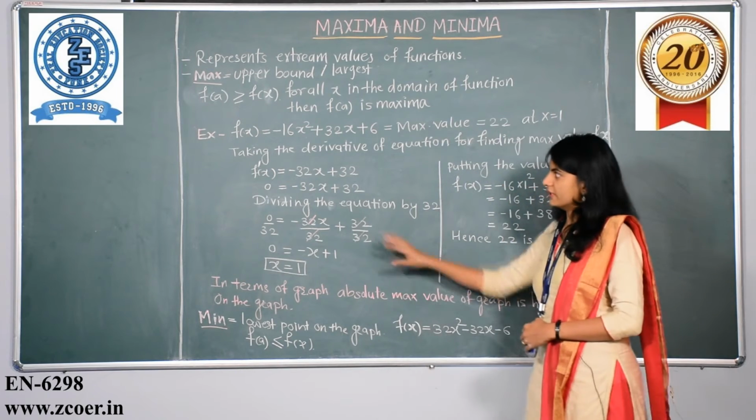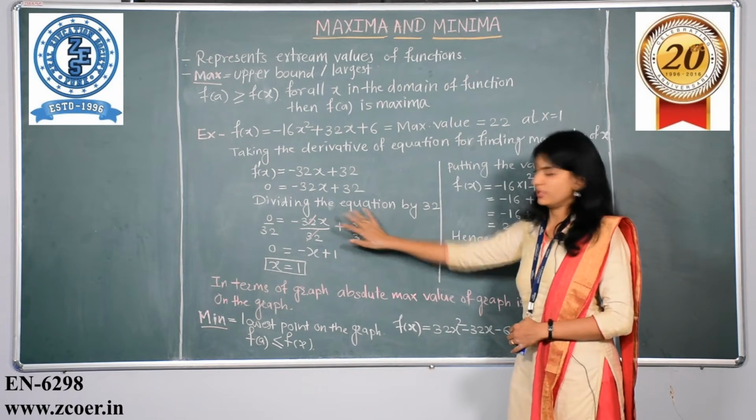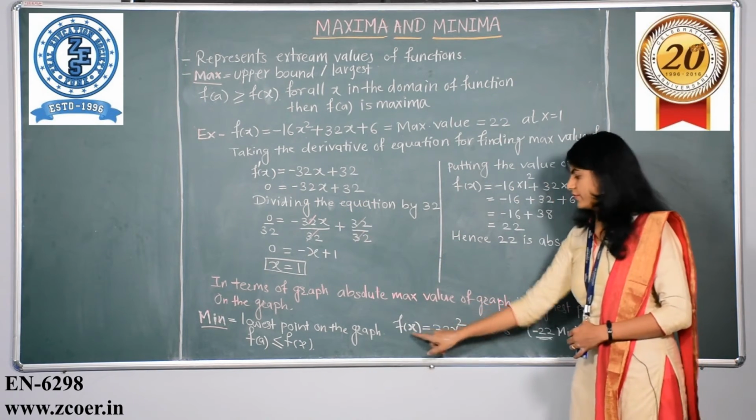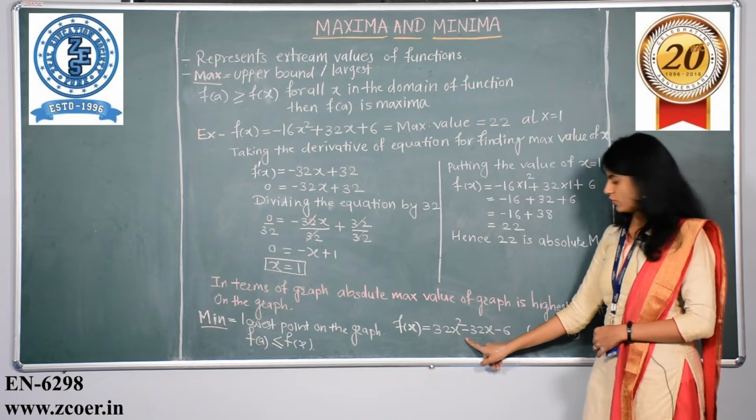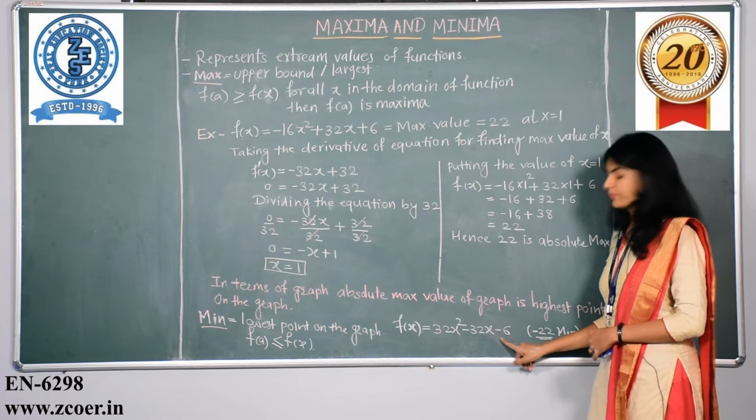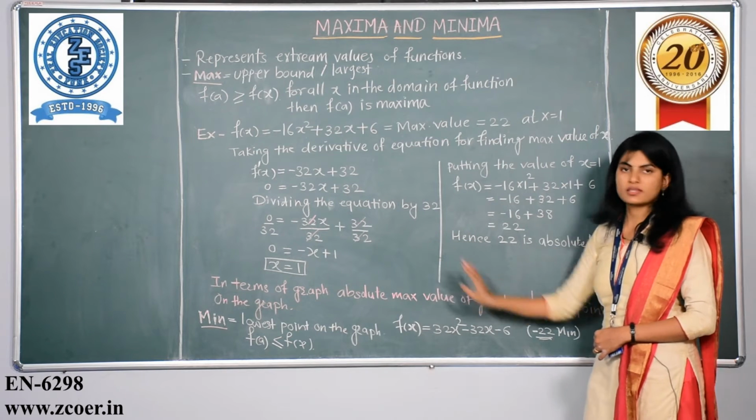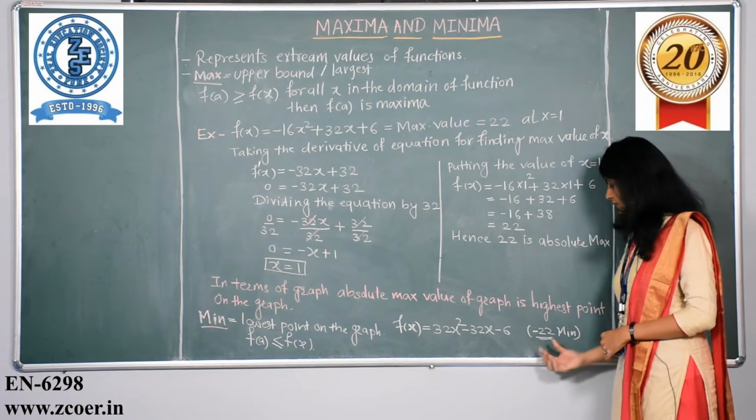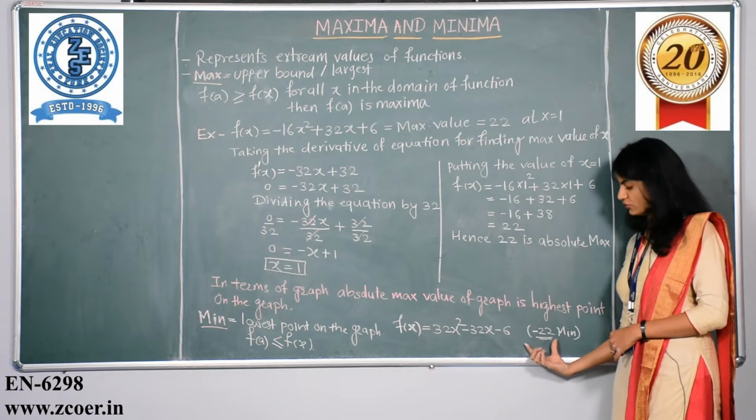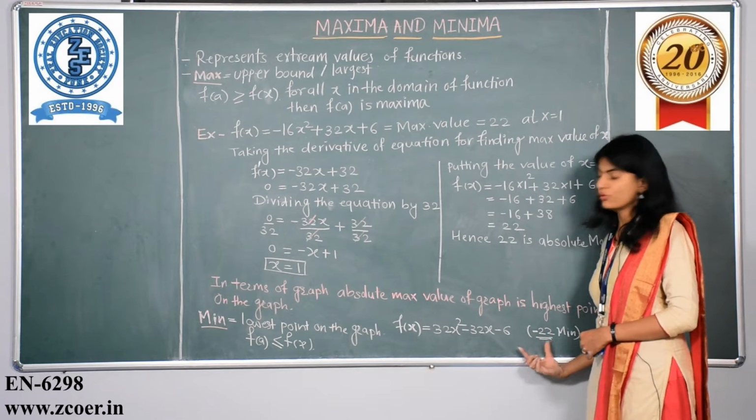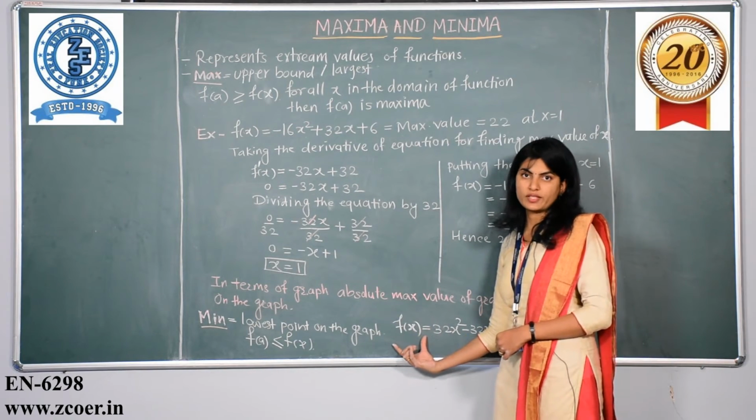Friends, similarly to the maxima example we solved, I have taken one example here: f(x) is equal to 32x squared minus 32x minus 6. With the same method, the answer for the minima will be minus 22. So minus 22 is the minimum possible value for this given function f(x).